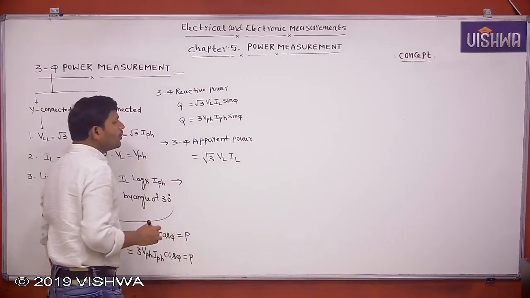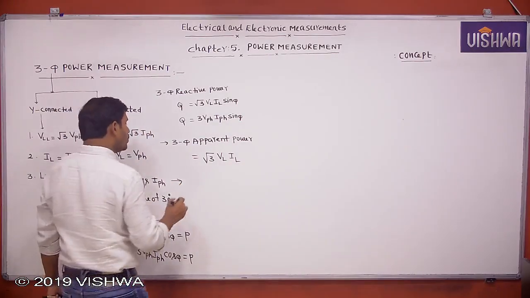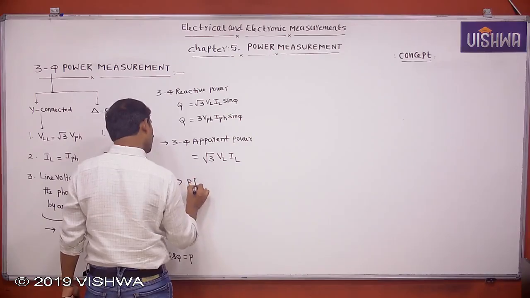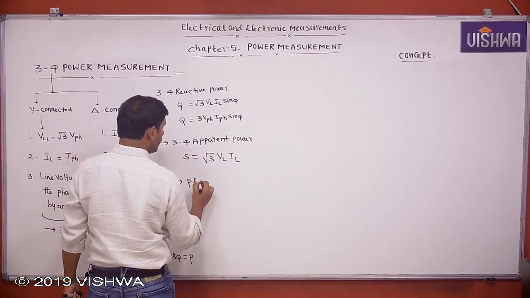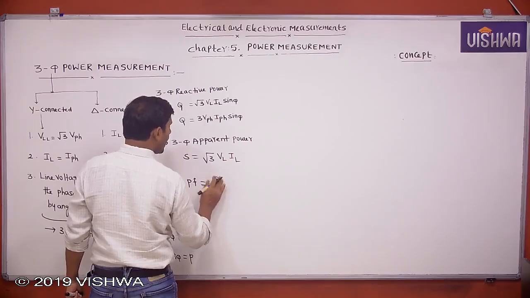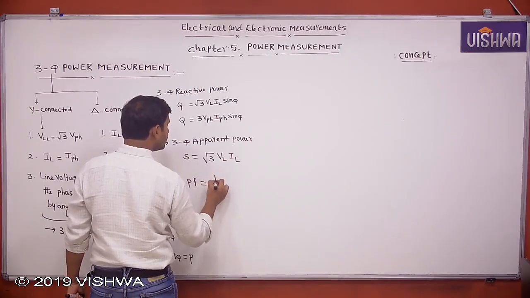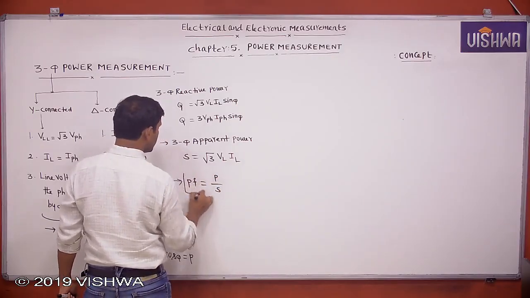Once you know the active power and apparent power, how to calculate the power factor? Power factor equals active power divided by apparent power. This gives the power factor.